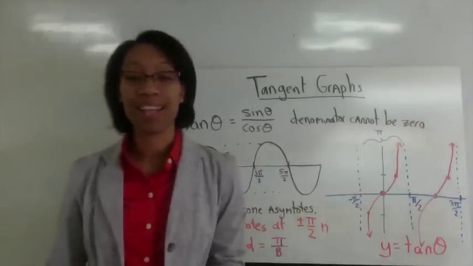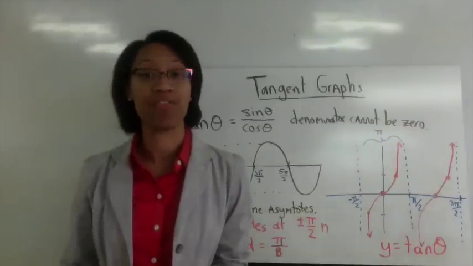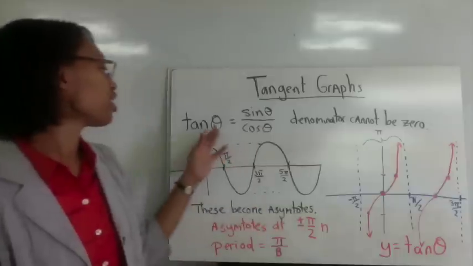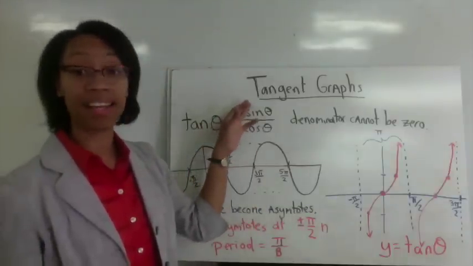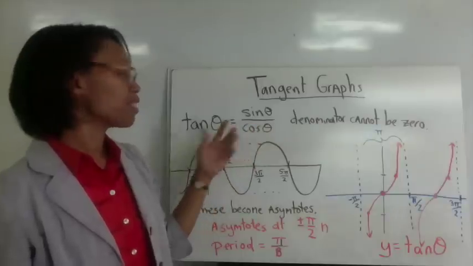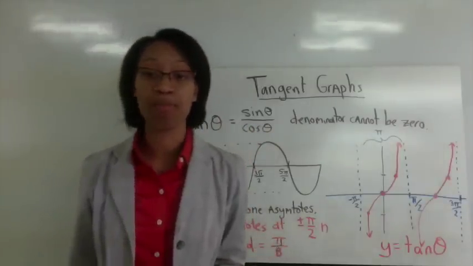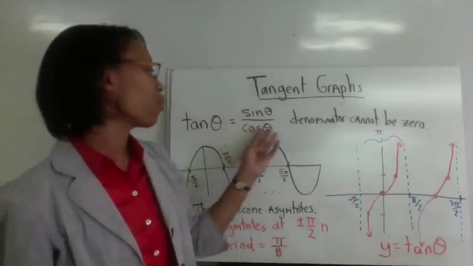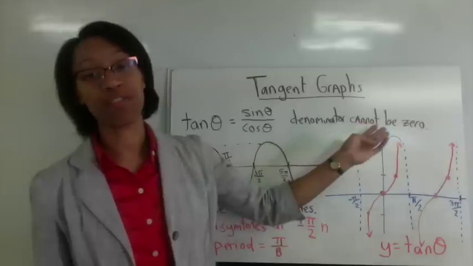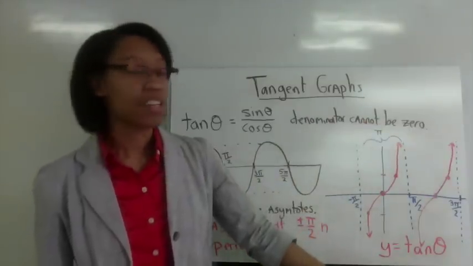All right, hello class. This video is about graphing tangent functions. A tangent function is the sine divided by the cosine. So since tangent is sine over cosine, that actually presents a problem for us because we know that when we have a fraction, the denominator of a fraction can't be zero.